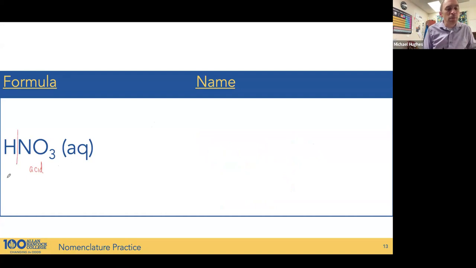Where the acid makes its H plus, it separates from an anion that's a polyatomic species with oxygen. So this is an oxoacid. For an oxoacid, we're not going to put hydro. We're just going to start right off with the name of the polyatomic oxoanion. In this case, it's nitrate.